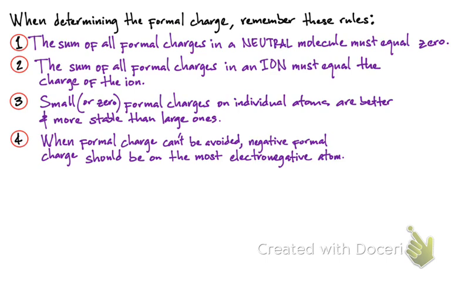And the fourth one here, when formal charge can't be avoided, negative formal charge should be on the most electronegative atom. Since we didn't really talk about electronegativity here, you can ignore the last one.